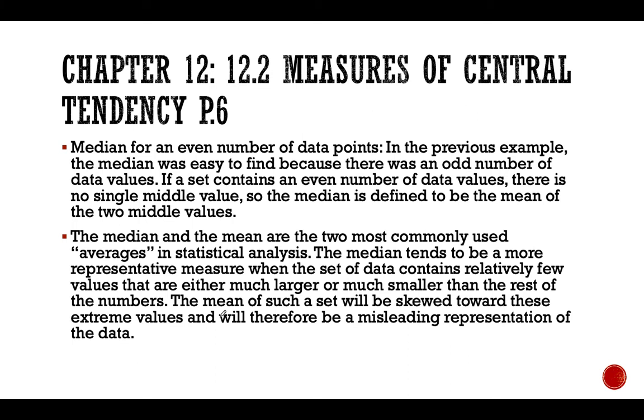The median and the mean are the 2 most commonly used averages in statistical analysis. The median tends to be more representative when the set of data contains relatively few values that are either much larger or much smaller than the rest of the numbers. The mean of such a set will be skewed toward these extreme values. So if you have a set of data that's pretty close together, but one of your data is way outside the others, then your mean will be very skewed because that piece of data that's far outside the others is going to shift the data.